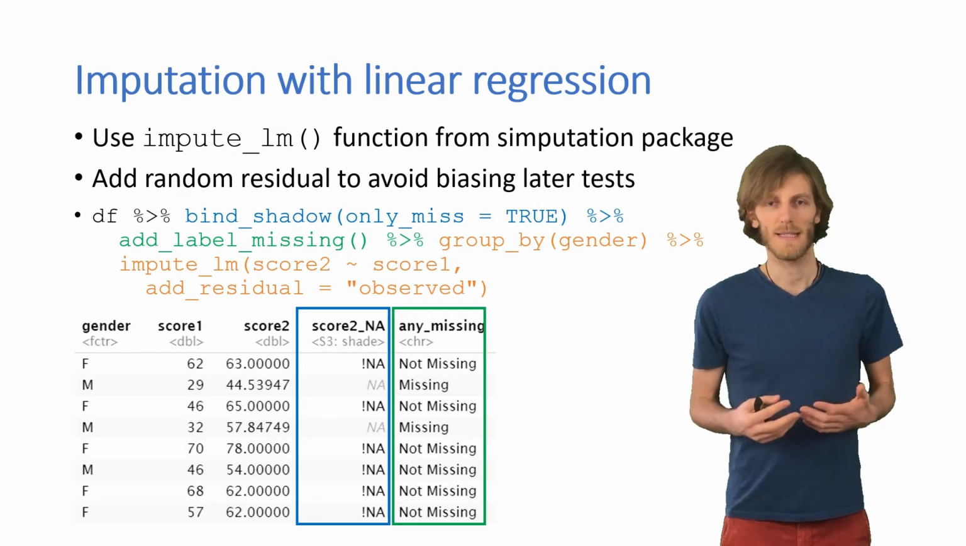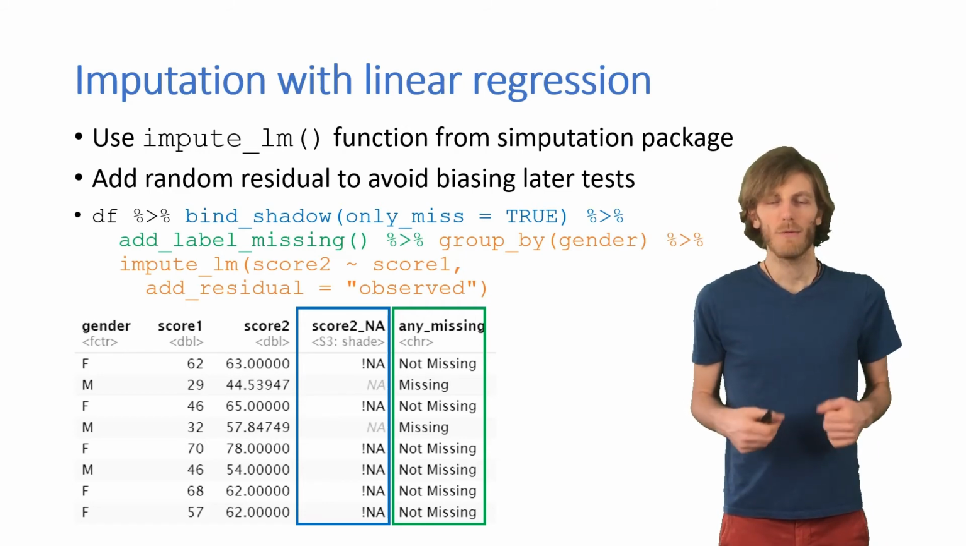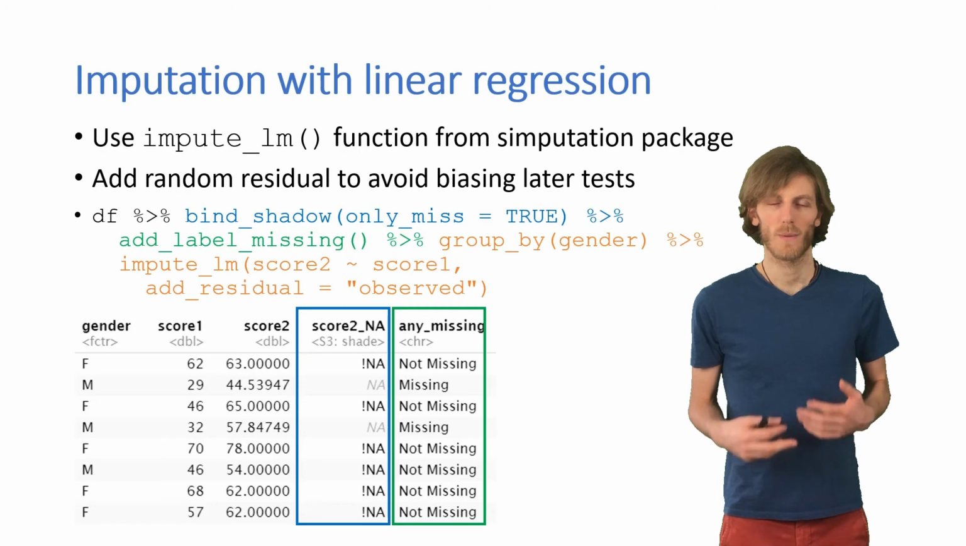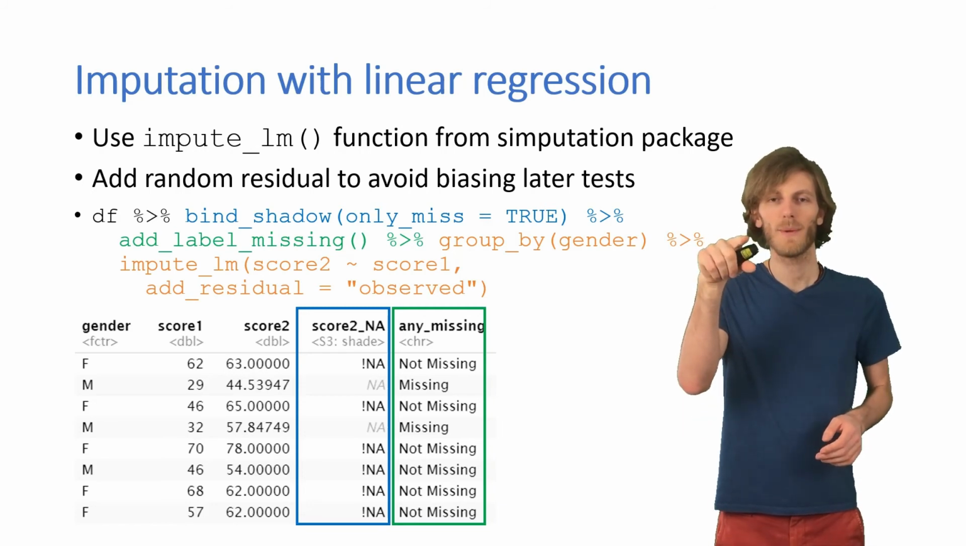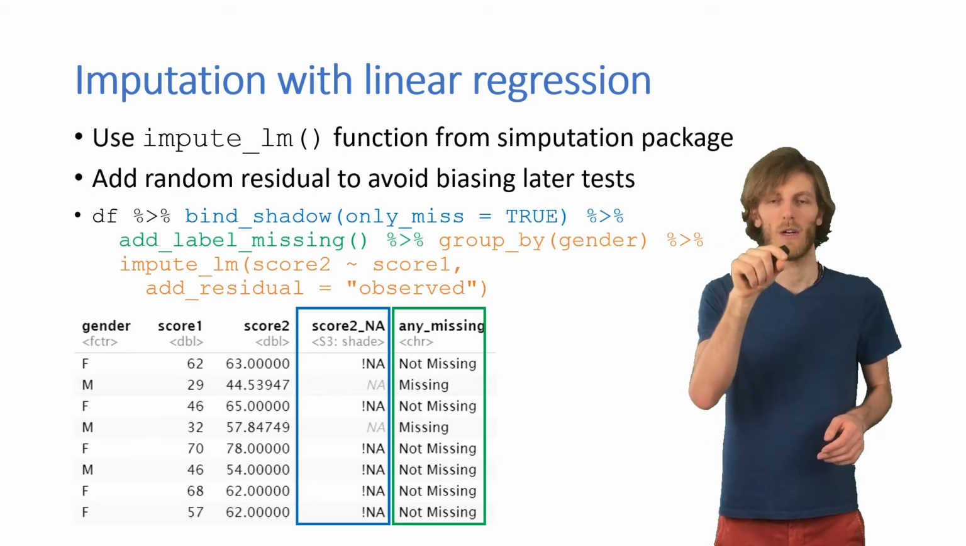So, back to the residuals. If we don't add residuals, what we're doing is we're calculating the regression line, and we're imputing data that falls exactly onto the regression line.